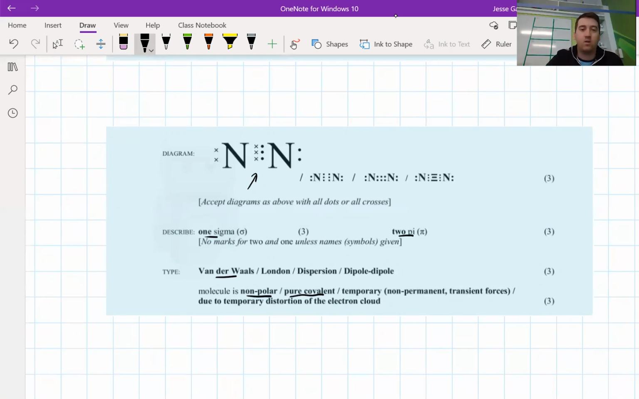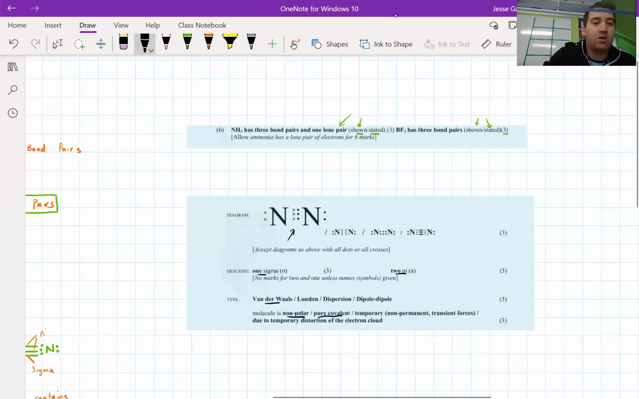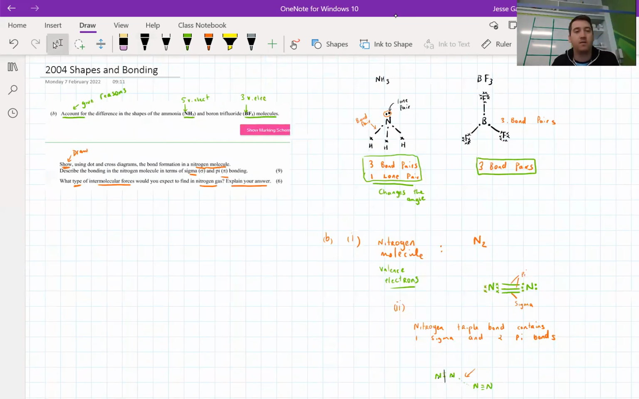Okay, guys, so that is another question covered on bonding, in particular shapes of molecules. It comes up as a very common question.